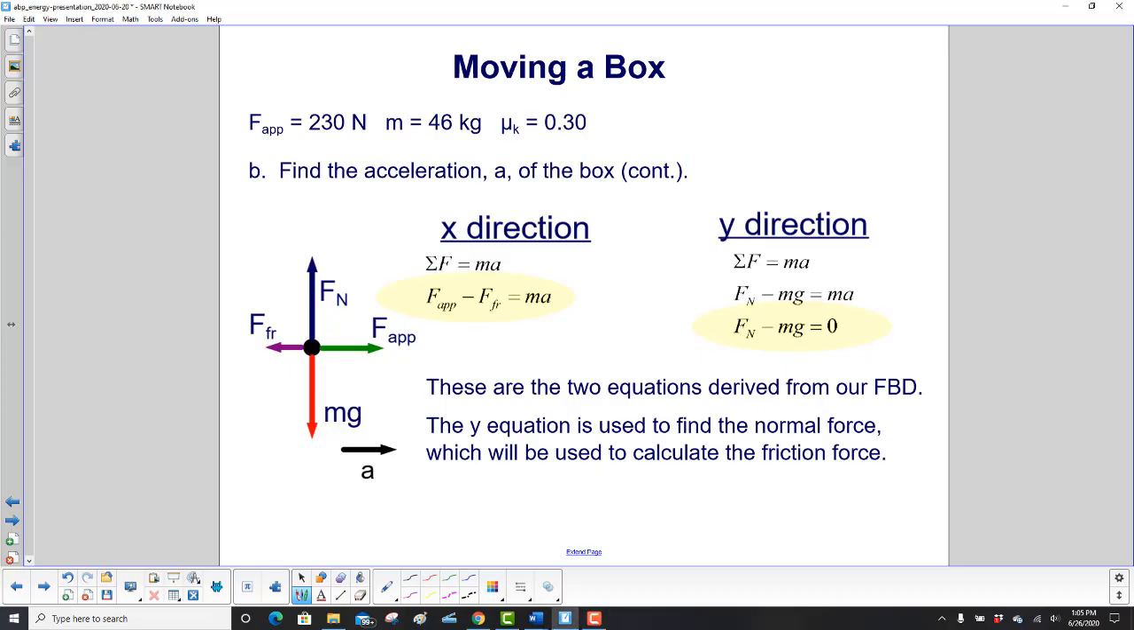We now have two useful equations derived from the free body diagram. We have the x direction equation right here and the y direction equation right here. Why do we have a y direction? Well, we're going to use that to find the normal force, which can then be used to calculate the friction force.